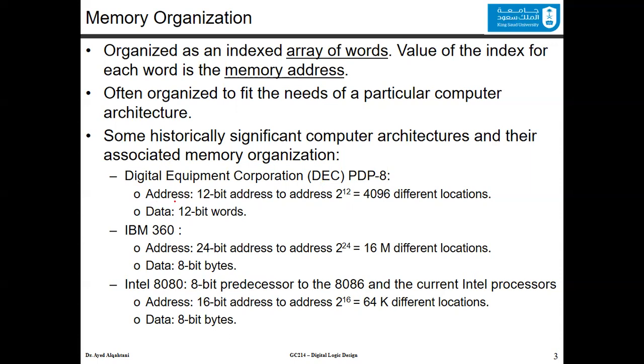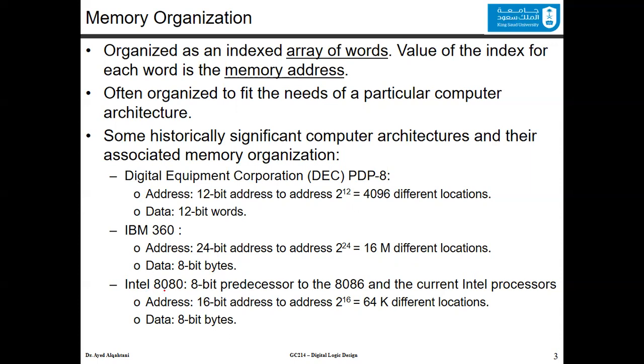They have a 12-bit address, to address 2 to the power of 12, which is 4,096 different locations. The data is 12-bit words. Even though they are the same, there is no direct relation between them. The IBM 360: the address is a 24-bit address, which will address 2 to the power of 24, or about 16 million different locations. The data is 8-bit bytes. You can see the differences between the two.